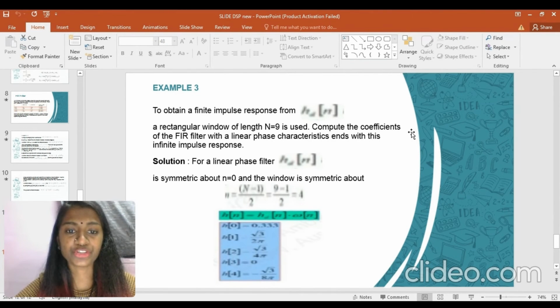h0 is equal to 0.323. h1 is equal to square root 3 over 2 pi. h2 is equal to square root 3 over 4 pi. h3 is equal to 0 and h4 is equal to negative square root 3 over 8 pi.